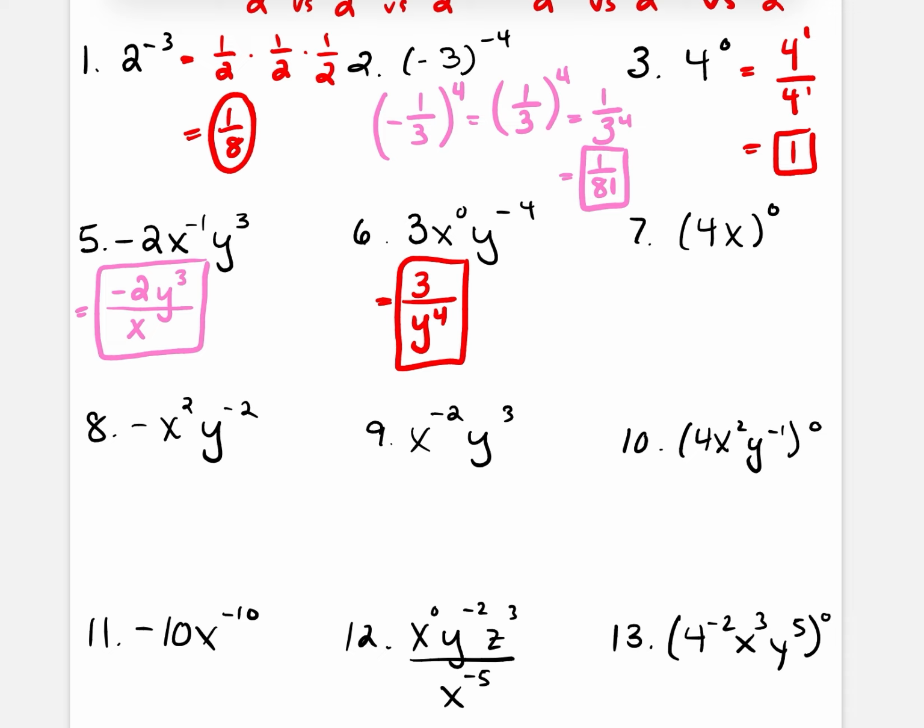Number 7, we have 4x, all of that to the first power. This is essentially like 4x divided by 4x. 4 to the first divided by 4 to the first would be 4 to the 0. X to the first divided by x to the first would be x to the 0. Anything divided by itself is just 1.